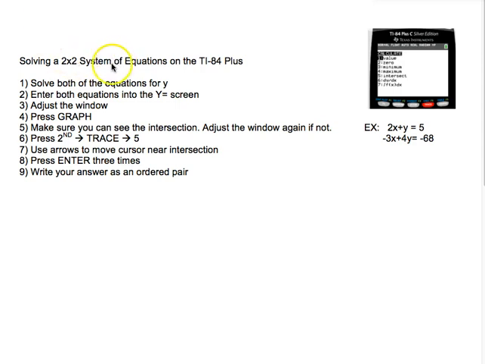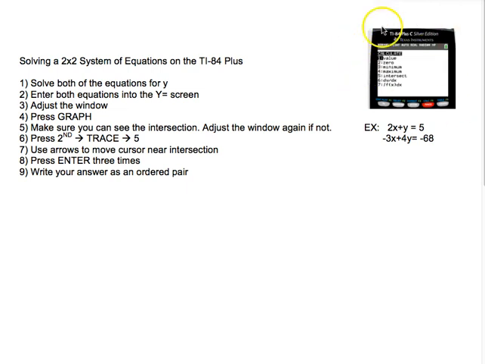Today we are going to learn how to solve a 2 by 2 system of equations using your TI-84 Plus. As always, you've got your steps written out here. Make sure that you keep those handy so that if you forget, you can look back at those really easily. Not going to read those to you, but I will talk through them as we do our example.